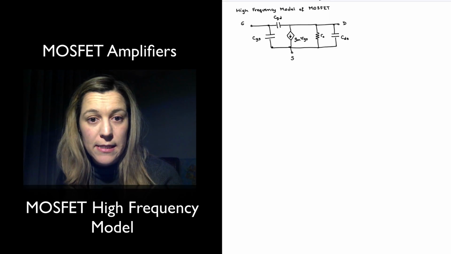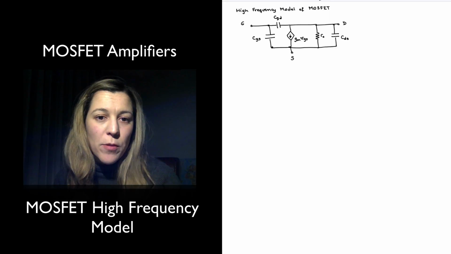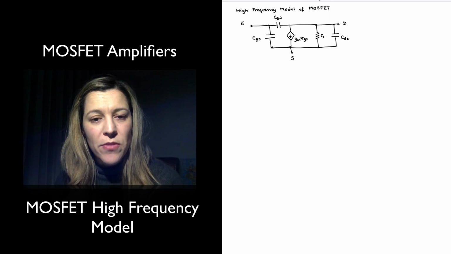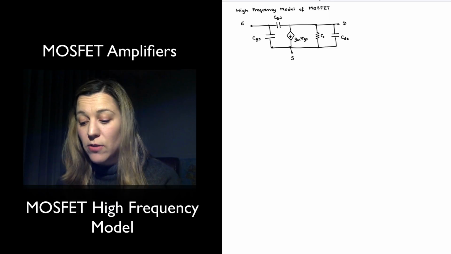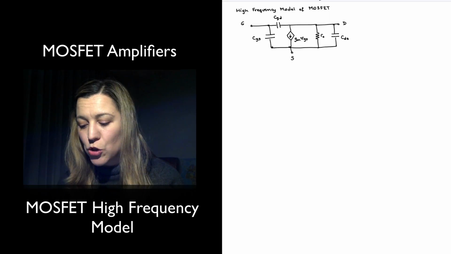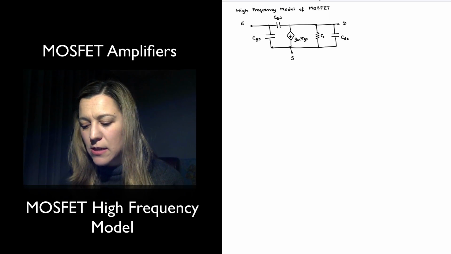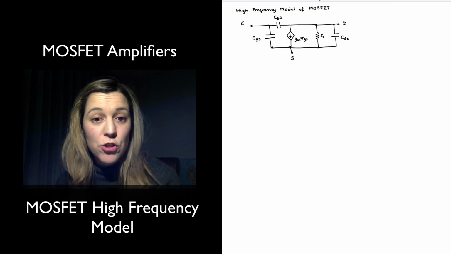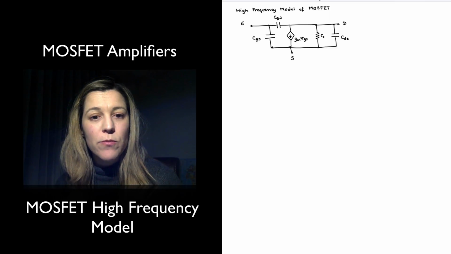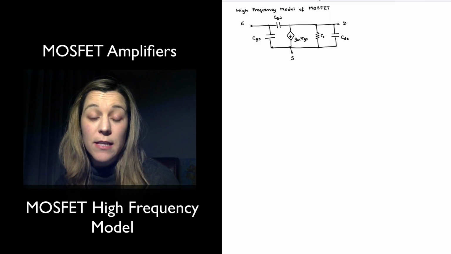So those three capacitances. Now those capacitances simply come from the physical structure of the MOSFET, and we will not get into calculating the values of the capacitances based on the MOSFET parameters or anything like that in the physics. But what we will get into is how do we calculate the value of these capacitances from the capacitances that come specified in the datasheet.